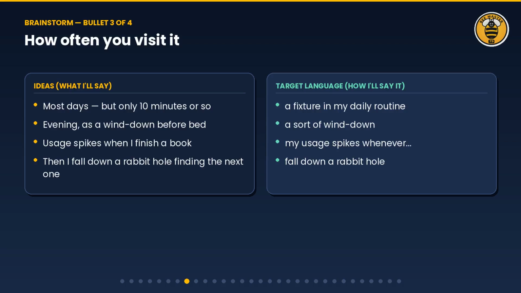Bullet 3. How often? A weak answer is every day. A strong answer adds duration, time of day, and variation. Most days 10 minutes in the evening, and it spikes when she finishes a book. 3 layers instead of 1.